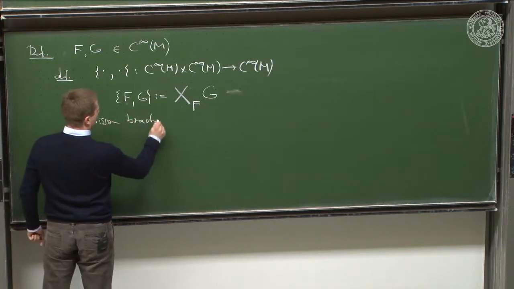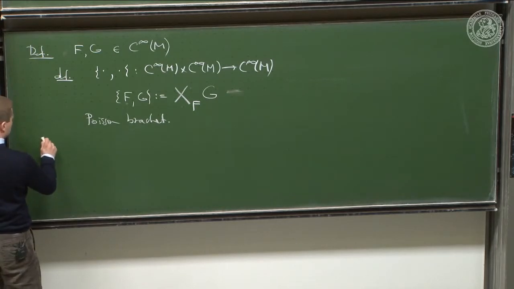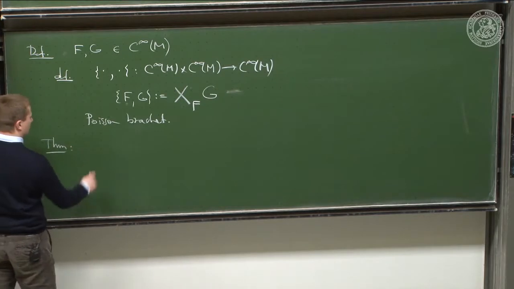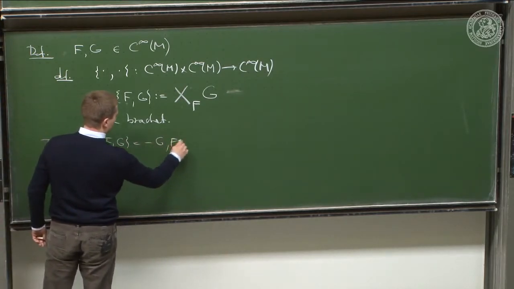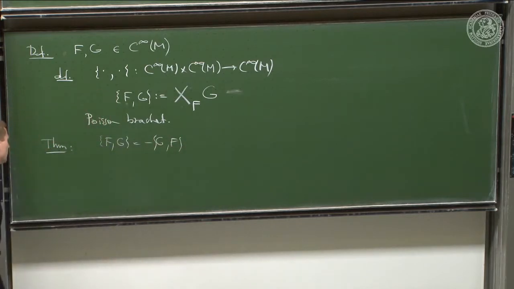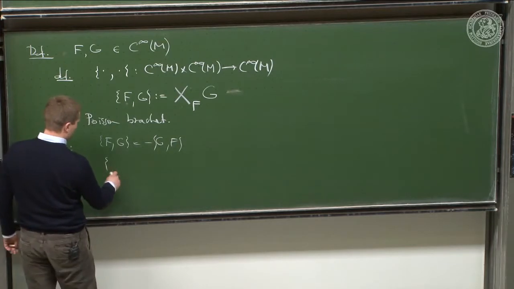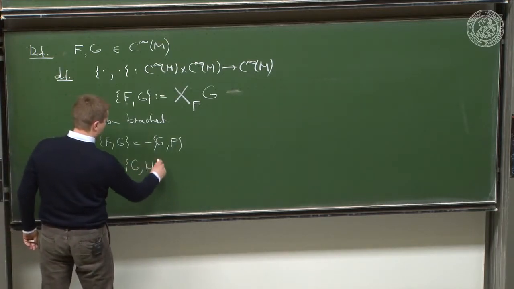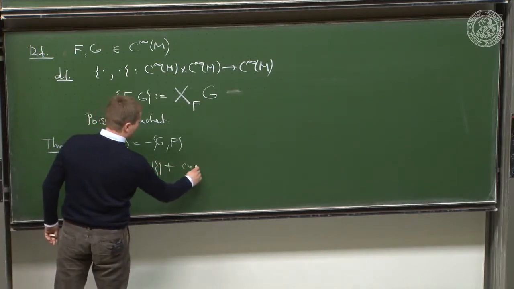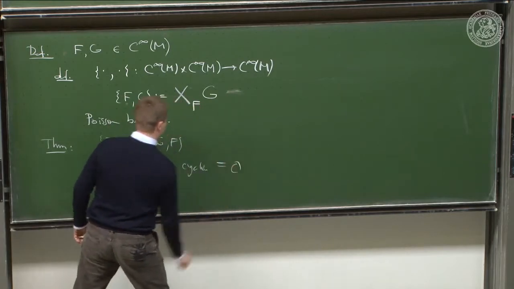Poisson bracket. And the properties, well, theorem, but it's not much of a theorem. The properties are that {f,g} is minus {g,f} because of the omega symmetries. And the other property that's important for us at the moment is the Jacobi identity: {f,{g,h}} plus, and you rotate those cyclically, is 0.